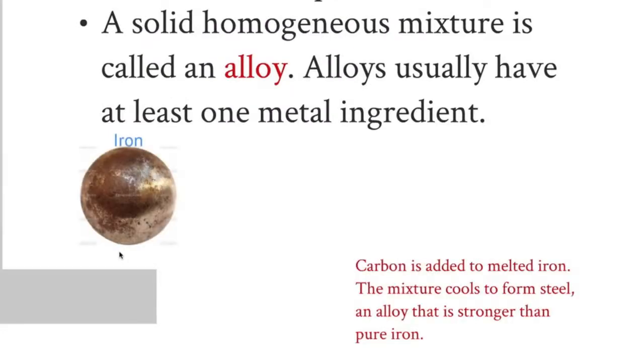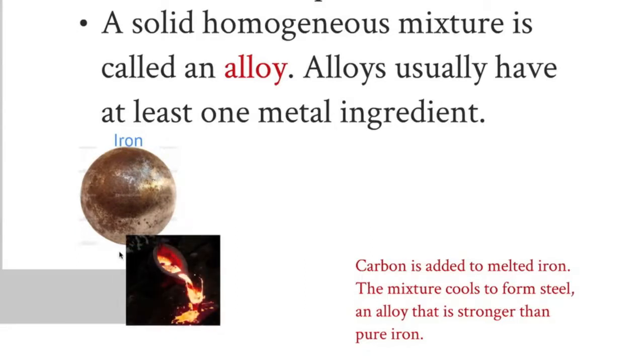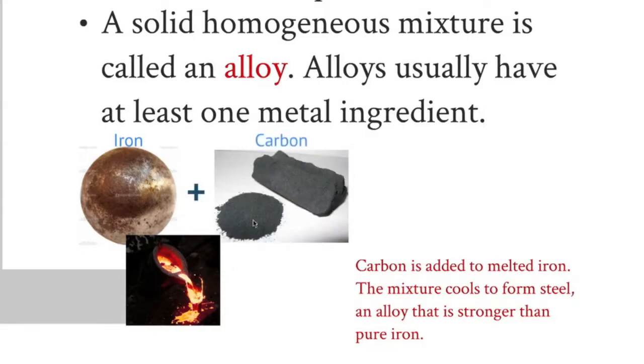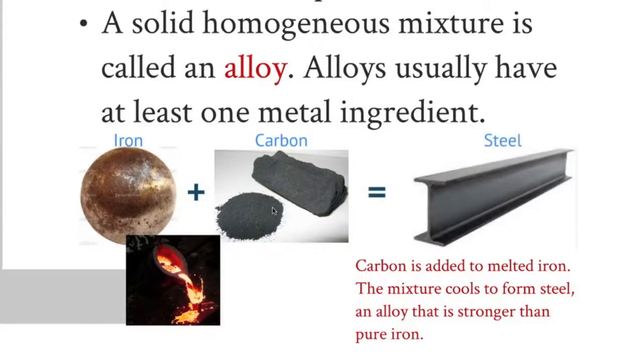Say we had iron. If I had iron and I melted it down, so this is a picture of melting iron, and then if I were to mix in carbon, when that mixture cooled, and I could shape it however I wanted to, I would get steel. And steel is an alloy. It is a homogeneous mixture of iron and carbon.